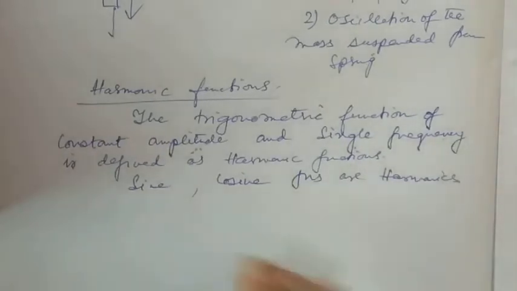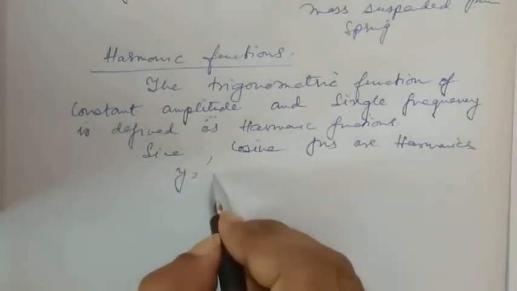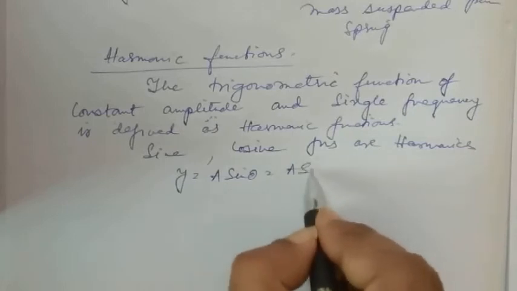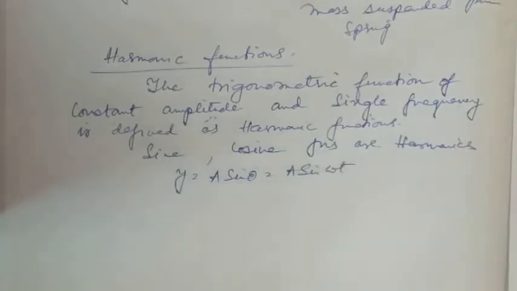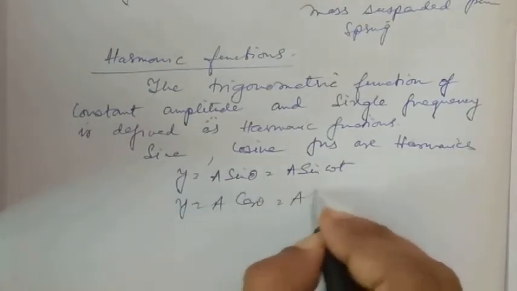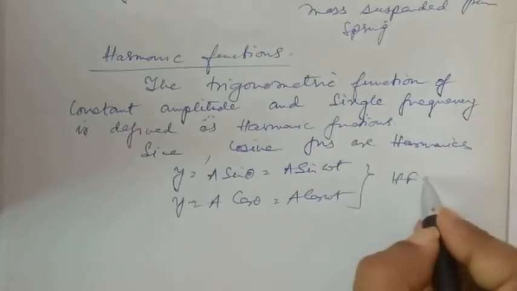That means we can express these forms as y is equal to, suppose, a sine theta, and we already know theta is equal to omega t from circular motion. You can take y is equal to a cos theta, that means a cos omega t. Now these are all harmonic functions.